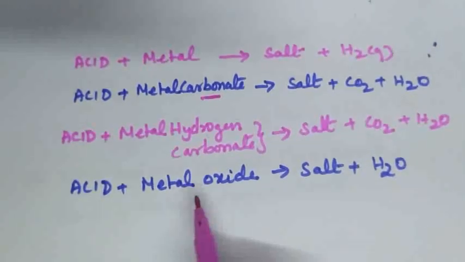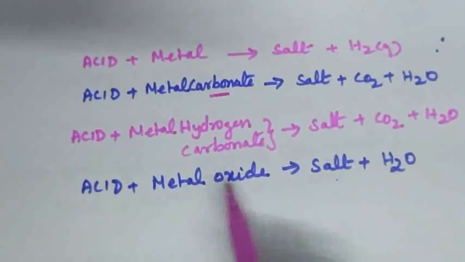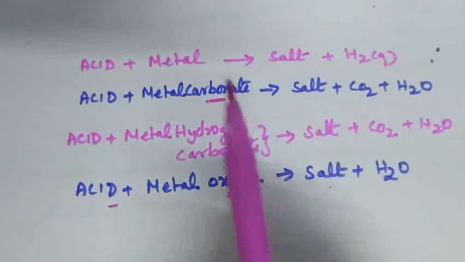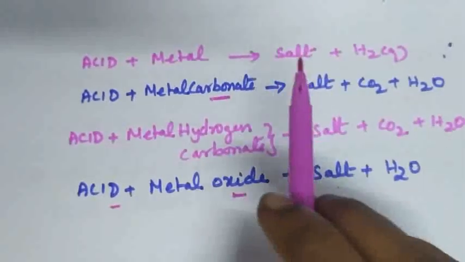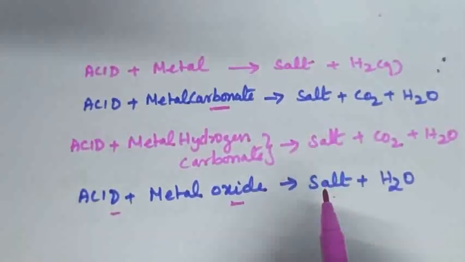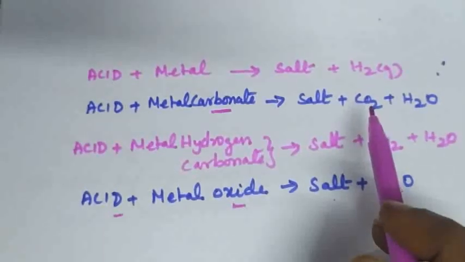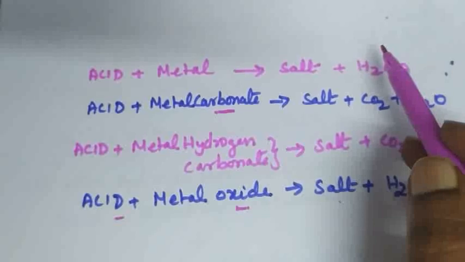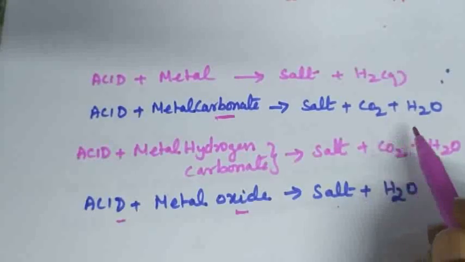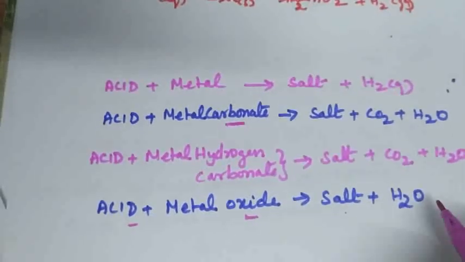Then I have acid plus metal oxide. Again salt plus water. We have oxygen here and hydrogen here, so water is formed. So with acid, one of the products is salt. Students, please remember, one of the products is salt, and based on the reactant you can identify the other product. If it is just a metal, hydrogen. If it is carbonate, carbon dioxide and water. Bicarbonate, carbon dioxide and water. And metal oxide, it is water, another byproduct. Thank you.